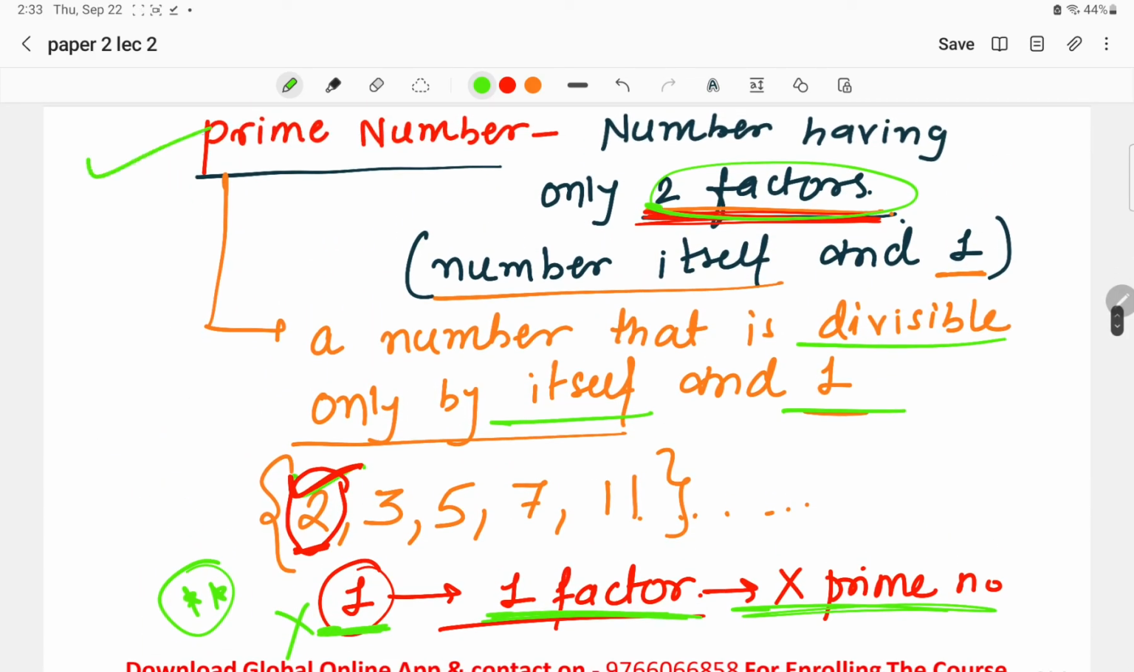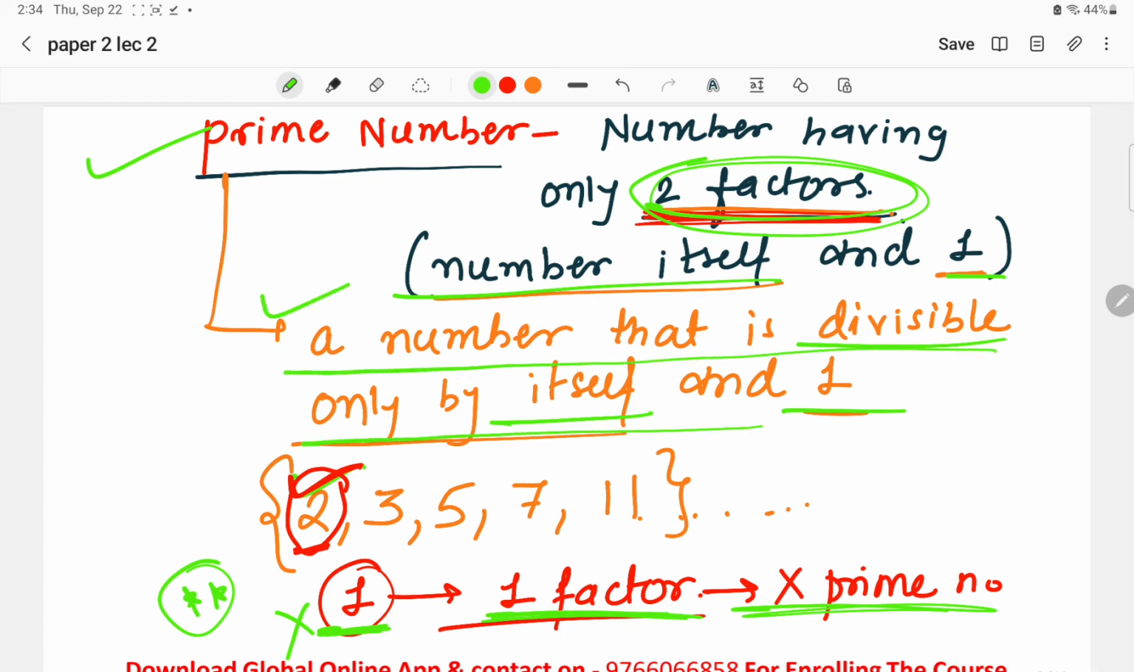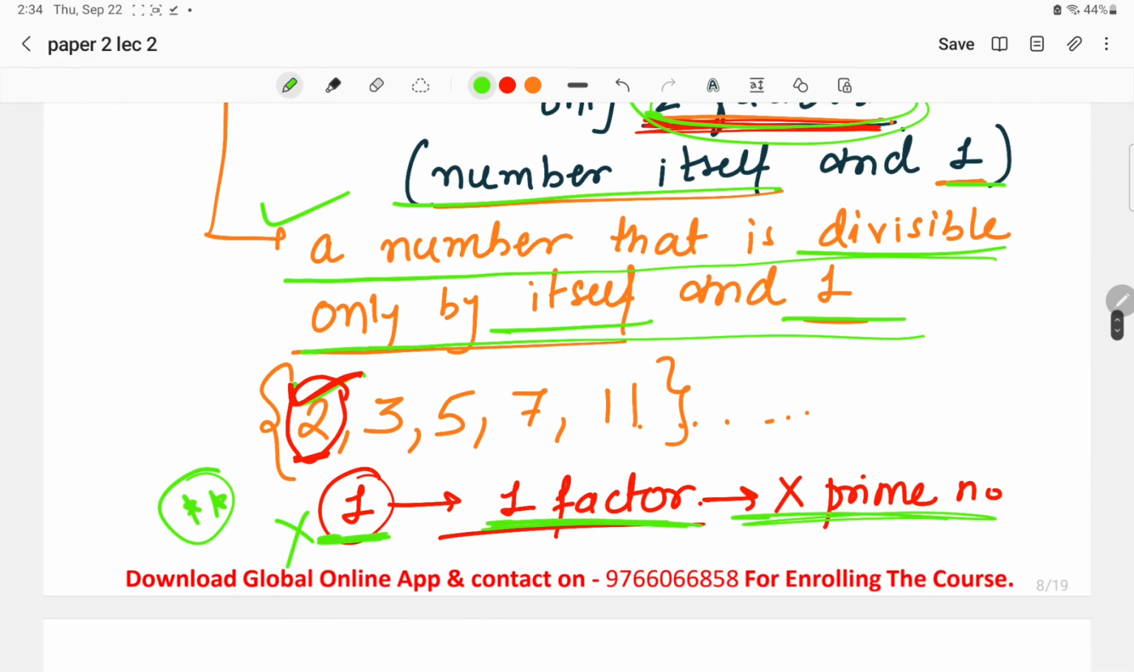Next, we have seen the prime numbers. Prime numbers are the numbers that have two factors, that is the number itself and 1. We can also define it this way: a number that is divisible only by itself and 1 is a prime number. The smallest prime number, and the only even prime number, is 2. Next, we have 3, 5, 7. So there are 4 single digit prime numbers.